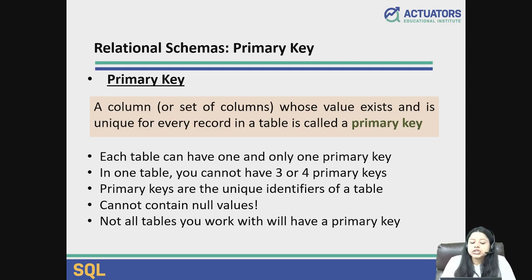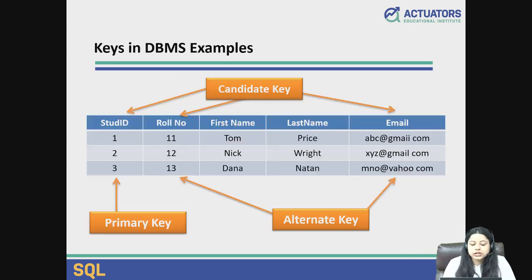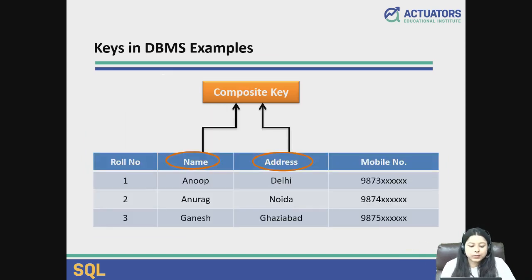Each table can have only one primary key. You cannot have more than one primary key. It cannot contain null values and it should be uniquely identified for a particular table. Student ID means I am creating a student's table. So that is what a primary key is all about. We'll be seeing how we can create this in SQL.